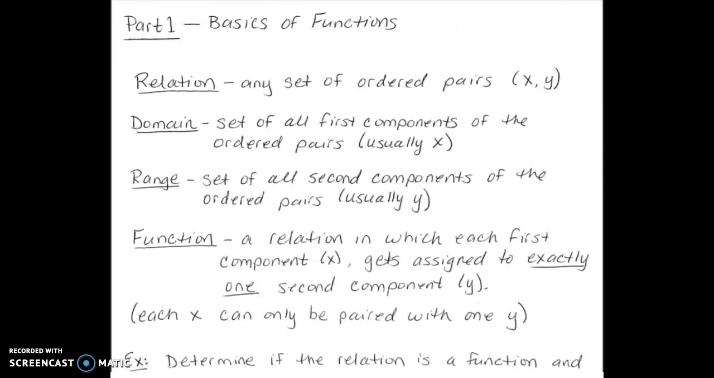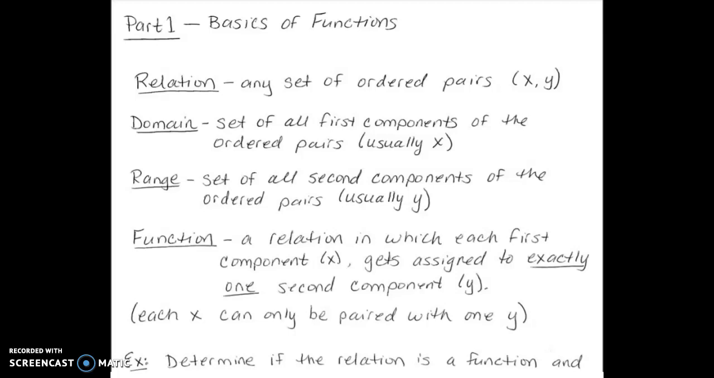So the definition of a relation is simply any set of ordered pairs of the form (x, y). The domain, which we will be talking a lot about, domain and range this semester, the definition of the domain is the set of all first components of the ordered pairs, which is usually the variable x. The range is the set of all second components of the ordered pairs, which is usually the variable y.